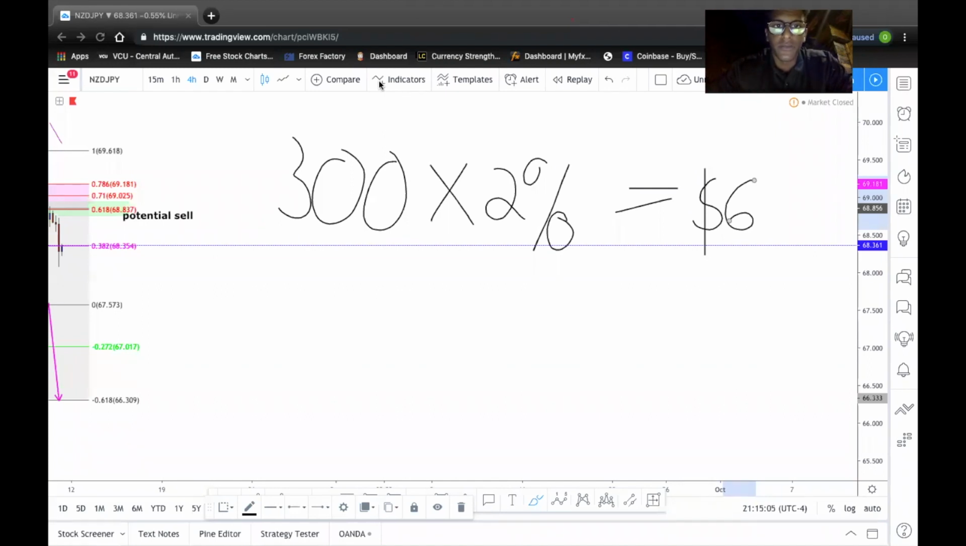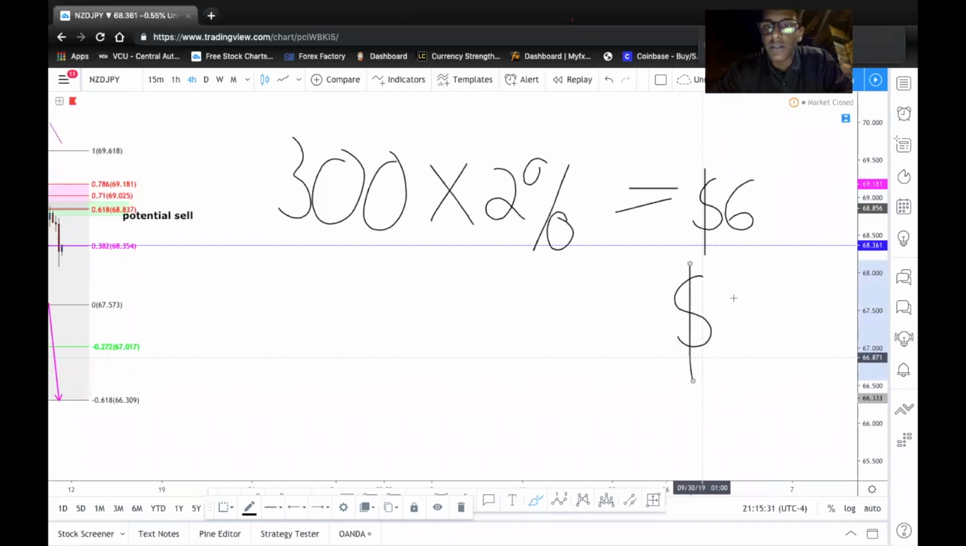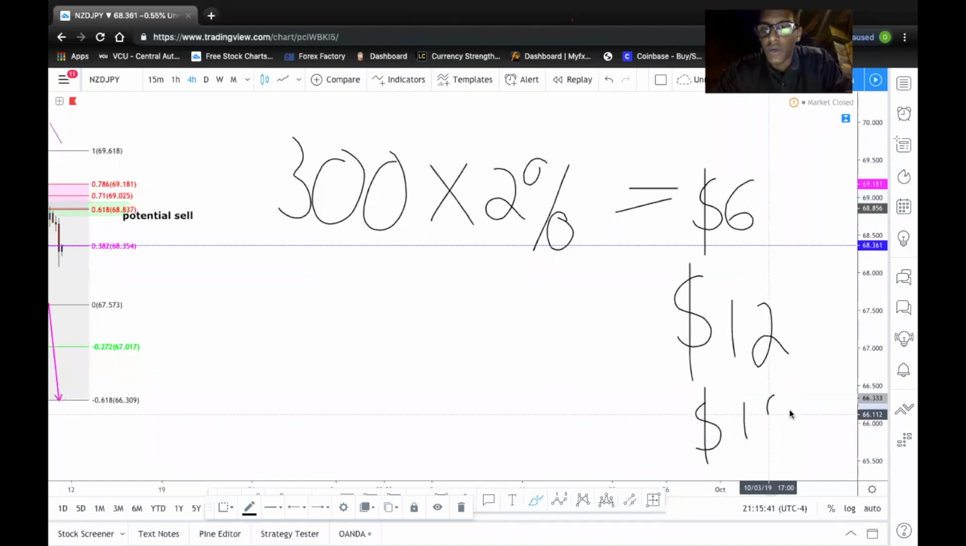But again, going back to calculating your position size, I'm going to be doing it with a $300 account. If you're risking 2% on your account size, for a $300 account, we should only be risking $6 on each trade. And for this trade to be enticing, we have to be looking for at least $12, $18, or $24. So we're looking for a 2-to-1, 3-to-1, or 4-to-1. So $12, $18 or $24.